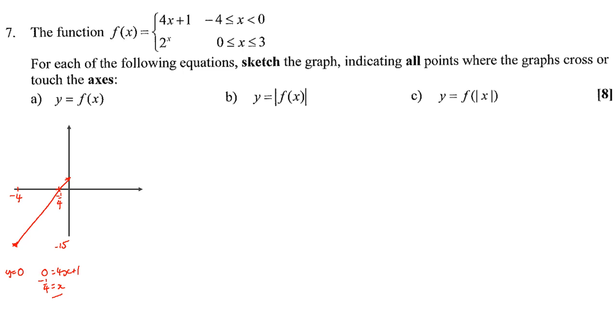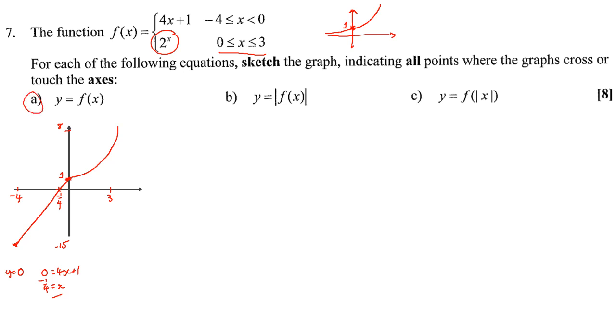Moving on to the second part of the function for x between 0 and 3. So here we have our general shape of an exponential graph. It's going to go through the point 0, 1, and generally it looks like that. So we're just looking for this section greater than 0. So when x is 0, 2 to the power 0 is 1. When x is 3, 2 cubed is 8. Somewhere up there, just something like that. Okay, so that's y equals f of x.